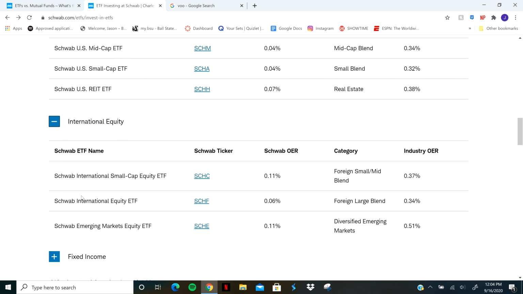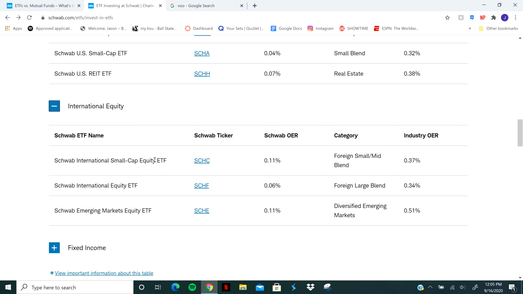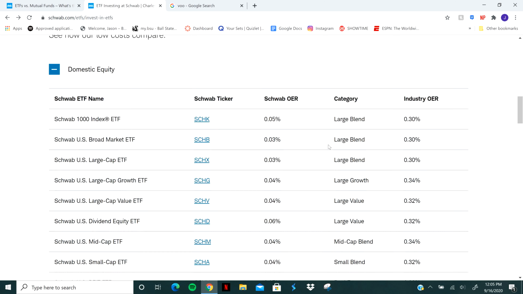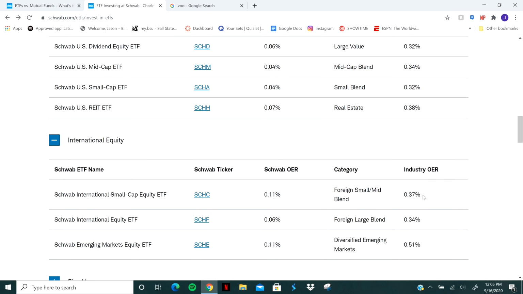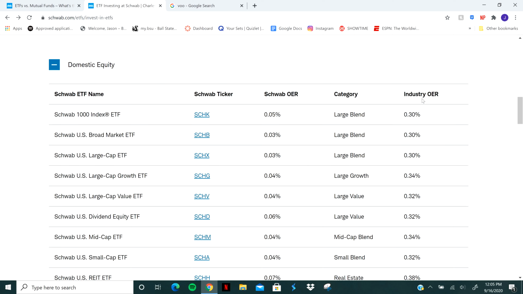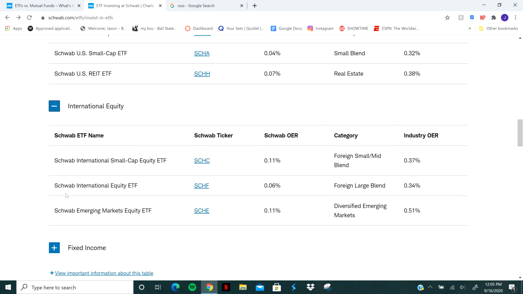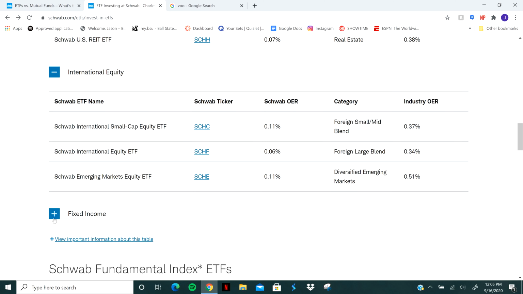Then you look at some of their international equities. They have a small cap international. It was very interesting to see a little bit higher of a cost here, but obviously compared to the industry, and I guess that's what's up here as well, very, very low on all of these things, which is really nice to see. International equity ETF, this would be similar to the mutual fund I'm currently invested in. And then again, emerging markets is very nice to see from an ETF. That's definitely something that I would consider investing in.